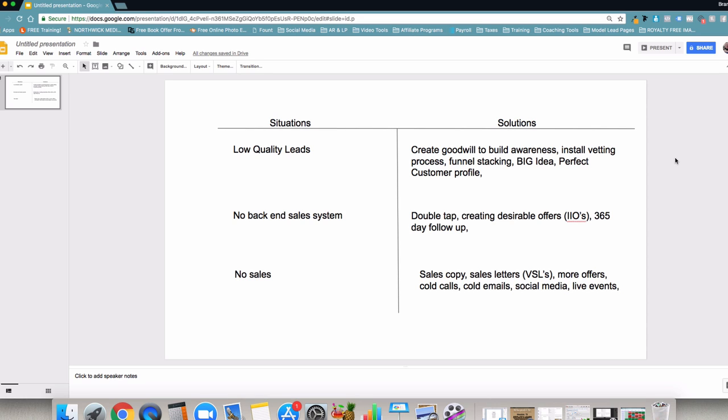So think about it. Understanding more sales copy or better sales copy would help improve sales. Learning how to create and write your sales letters or video sales letters would increase more sales. Having more offers in the marketplace would increase your sales. Knowing what to do out and offline, right? So with your cold calls, with your emails, and then again with social media and live events, all those together would help improve your sales.